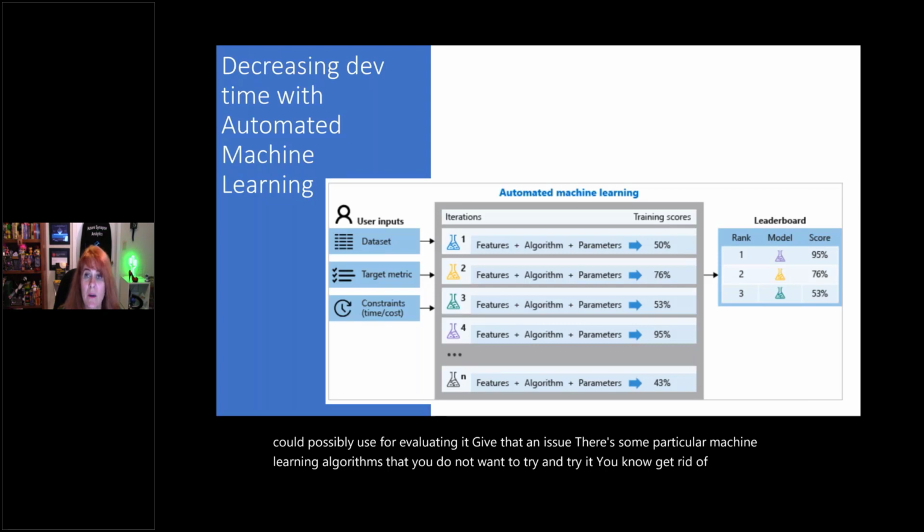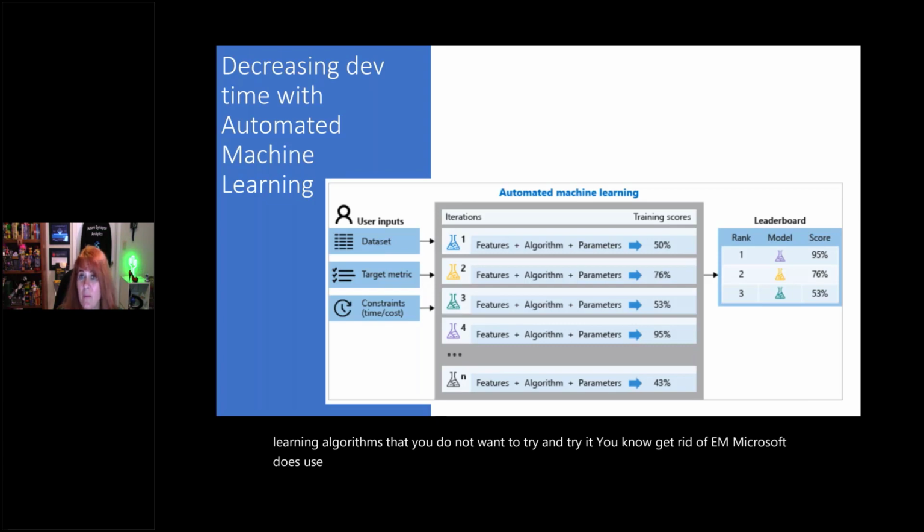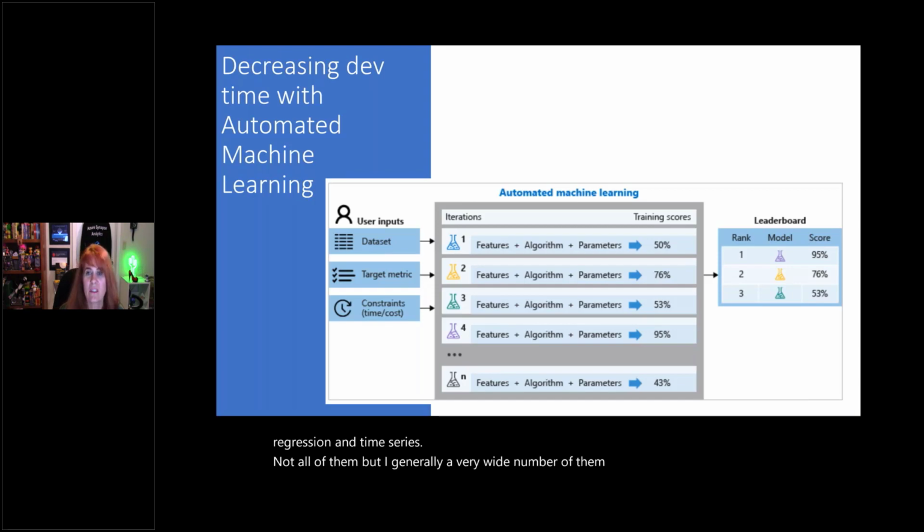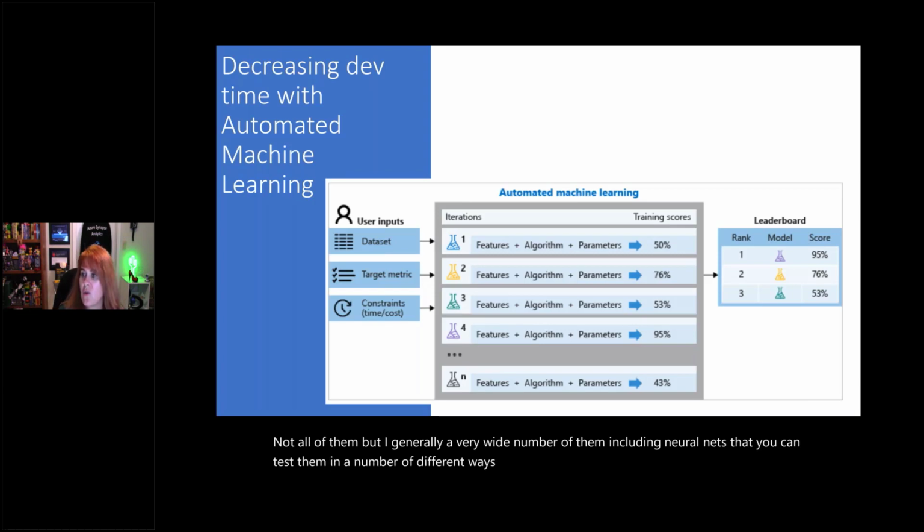Microsoft does use most of the most common machine learning algorithms for classification, regression, and time series. Not all of them, but generally a very wide number of them, including neural nets, so that you can test them in a number of different ways. So what it's doing is creating a number of parallel pipelines, and they try all these, and then once you get that exit criteria or the time frame, you're done.